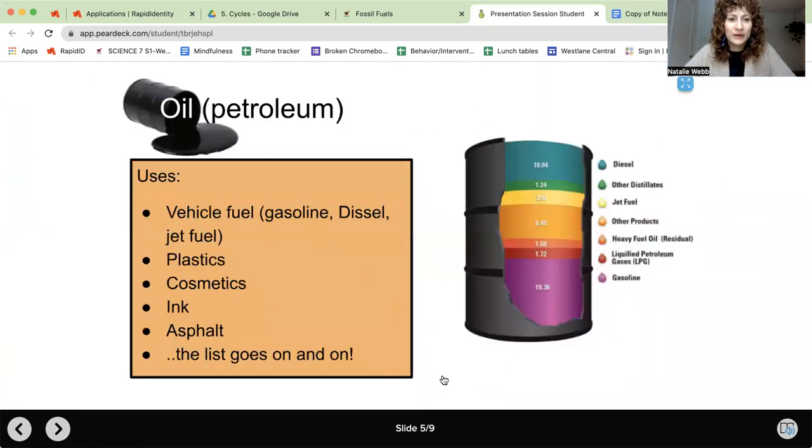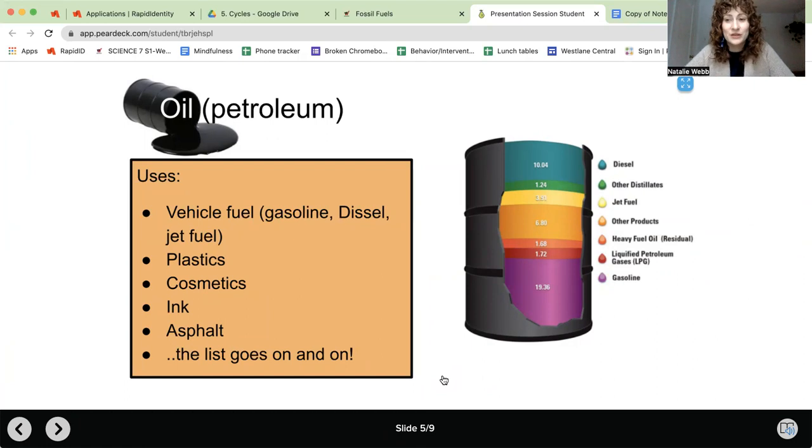All right, the next one is oil, which is also called petroleum. So this list of uses could be a lot longer. Mainly, we use it for vehicle fuel. So that means gasoline, diesel, jet fuel. That comes from oil.